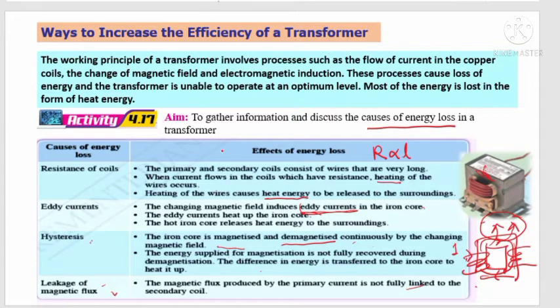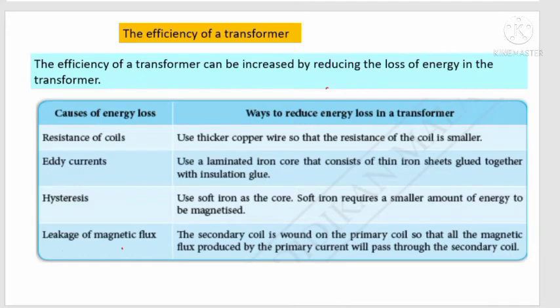Okay. So there are 4 causes of energy loss: resistance of the coil, eddy current, hysteresis loss, and leakage of magnetic flux. Let's look at the method of how to overcome this situation. For the resistance of wire or resistance of coil, of course we need a longer wire. So in order to reduce resistance of the longer wire, use thicker wire by using this relationship. Resistance is directly proportional to 1 over the cross-sectional area of the wire.